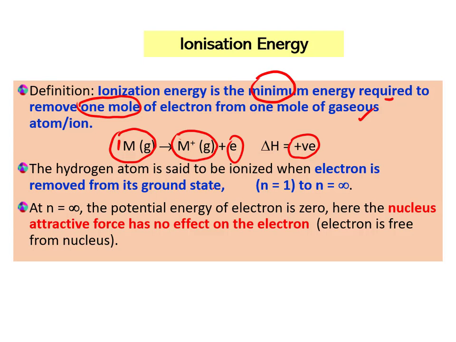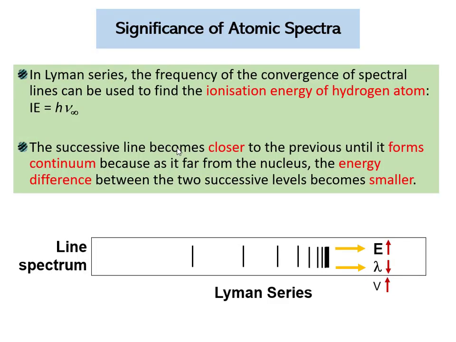The hydrogen atom is said to be ionized when the electron is removed from its ground state. So the ground state here refers to n equals 1 to n equals infinity. It means we throw the electron from n1 to n infinity, at which the potential energy of the electron is 0. Here there is no more force of attraction by the nucleus towards the electron. The electron is free from the nucleus. In the Lyman series, the frequency of the convergence of spectral lines can be used to find the ionization energy of the hydrogen atom. IE means ionization energy.